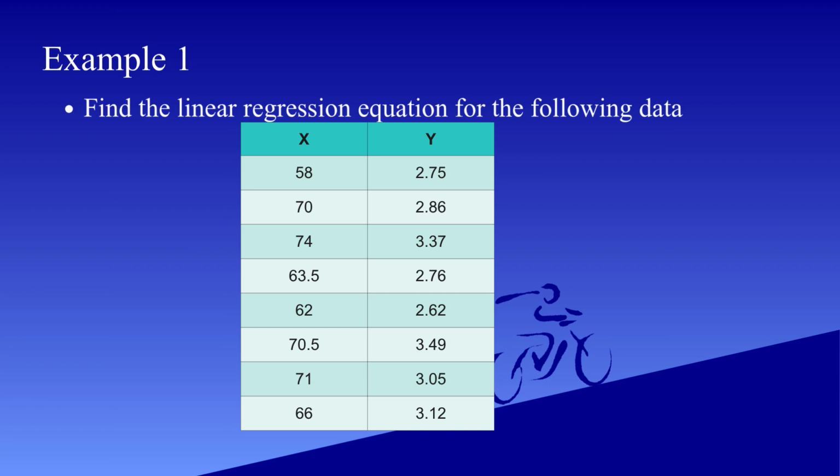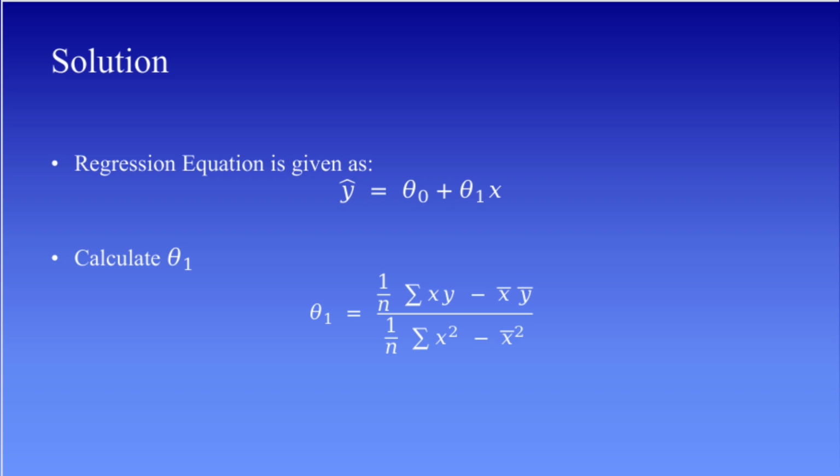We are given a dataset with input and output values, and our goal is to build a regression model that can predict outcomes accurately. The linear regression model is defined by the equation y predicted equals theta 0 plus theta 1 x. To find the linear regression model, we need to find the best values of theta 0 and theta 1 such that the predicted values are as close as possible to actual values.